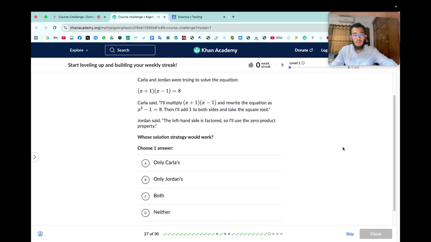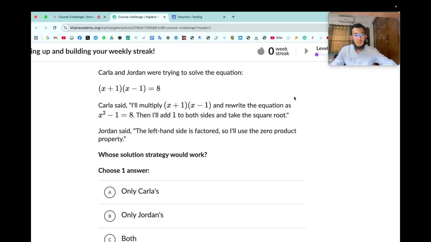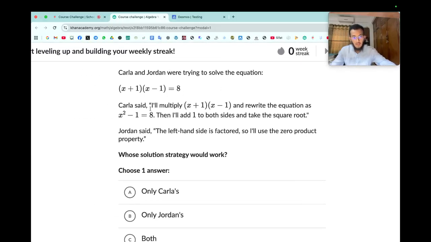All right. Carla and Jordan were trying to solve the equation, this thing equals 8. Carla said, I'll multiply this out and rewrite the equation as x squared minus 1 equals 8, and then I'll add 1 to both sides and take the square root. Jordan said the left hand side is factorized, so I'll use the zero product property. But in order to use the zero product property, you must have it equal to 0, so you can't use the zero product property here. So Jordan is not right.